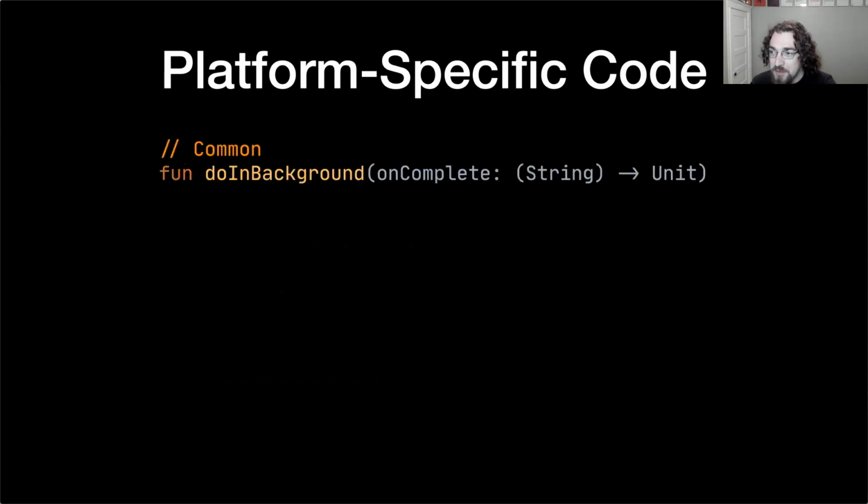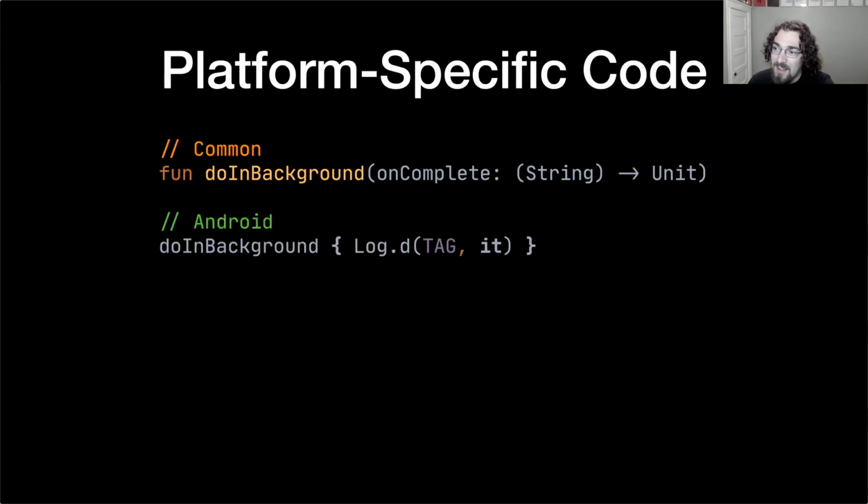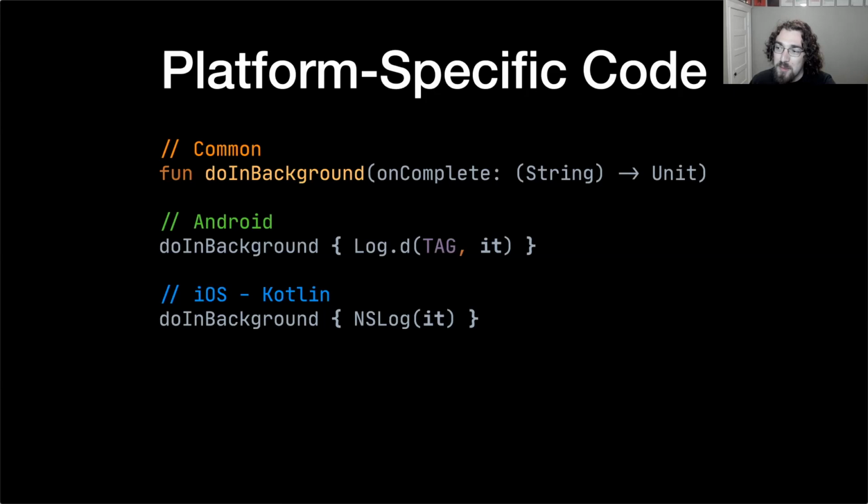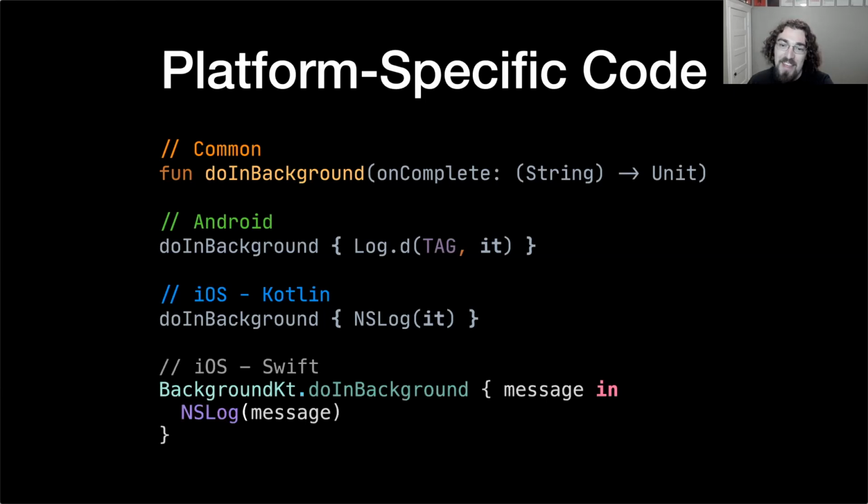And you can also do the same thing with just a shared function call that you pass a parameter to, like a callback. And each of your platforms can do a different thing with it. And again, that can happen from Kotlin or from Swift.